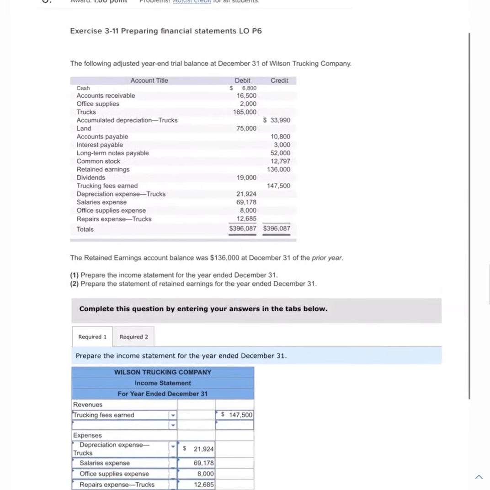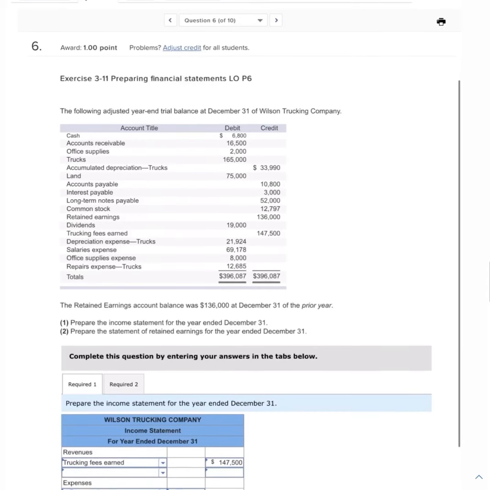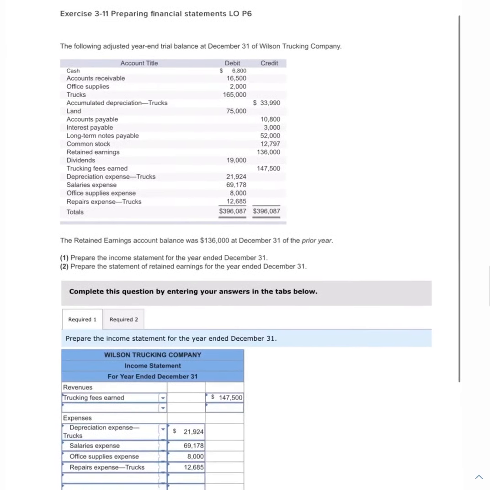Now, for number 6, what they have told us here is they want us to prepare the income statement for 12/31, and they want us to prepare a statement of retained earnings. I'm really going to just talk through this one quite quickly. I'm not going to show all the links because this is exactly what we've done in previous questions. So just feel free to go back, look through this one as you wish, but it's not worth us devoting a bunch of time here when we've already done this question previously.